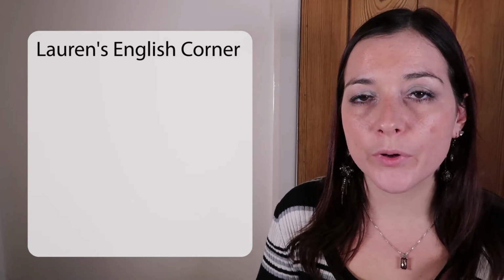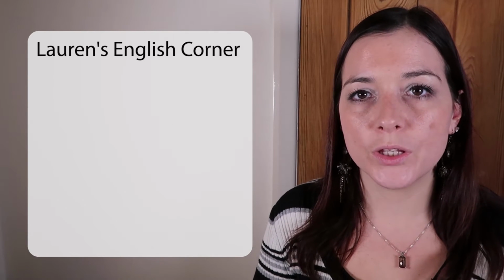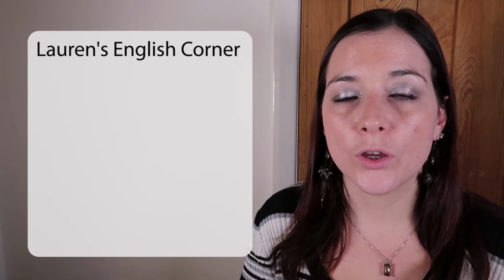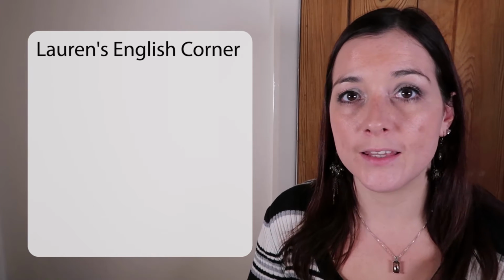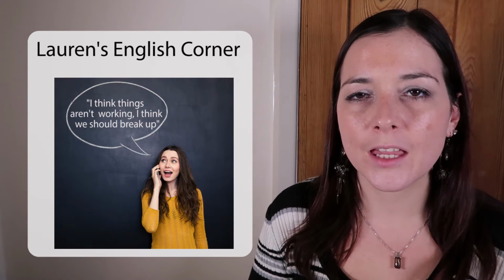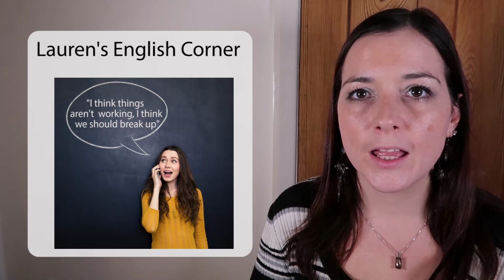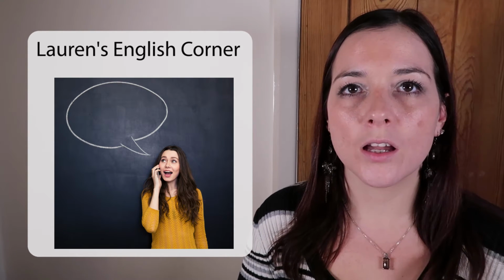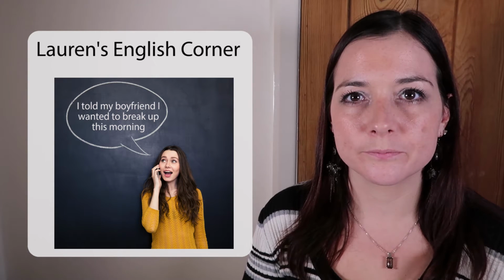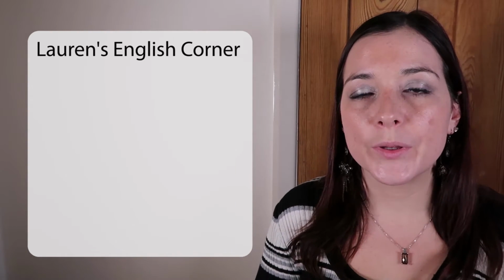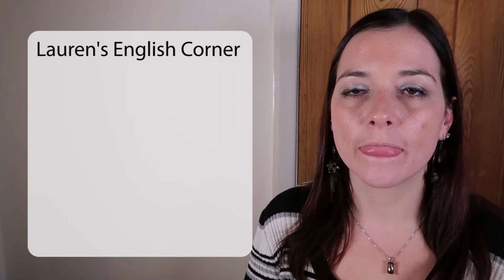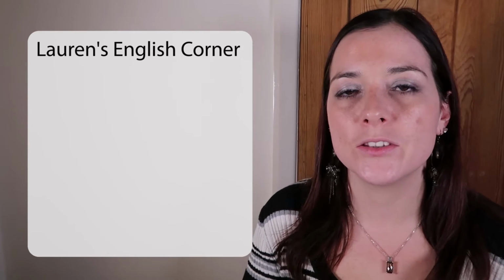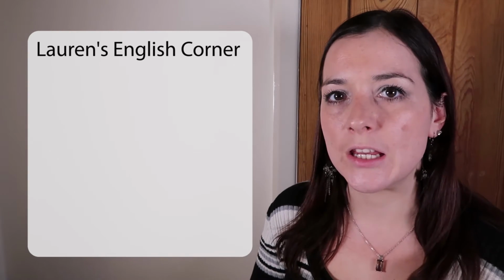Now, the only time that the pronoun wouldn't change is if you were talking about what you yourself had said earlier and you were using I. So, for example, you could earlier in the day say to your boyfriend, "I think things aren't working. I think we should break up." And then later, when you're talking to your friend about it, you might use reported speech and say, I told my boyfriend I wanted to break up this morning. So in this case, the I stays the same. But in most cases, we use reported speech to talk about what somebody else has said. So therefore, we need to change the pronoun to he, she, or they.